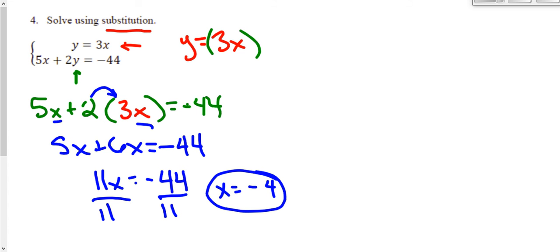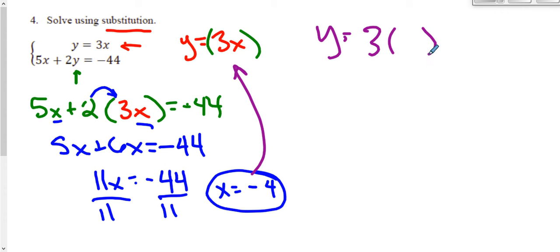Now to finish, I have to take this and plug it back in to either original function, but the easiest one is the one we chose in step number 2. So y equals 3 times whatever x is, and I know x is the number negative 4 from that equation right there.